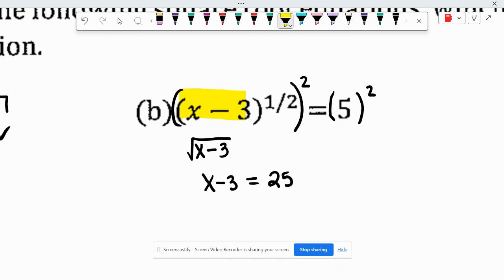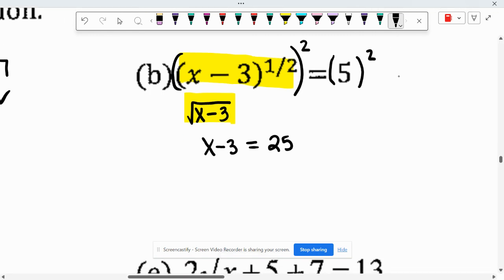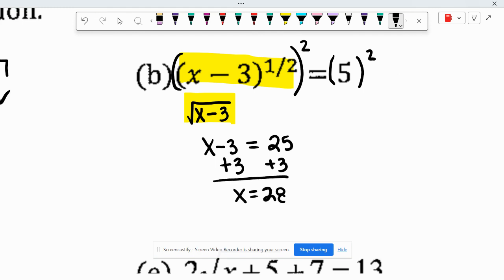So do you see that this is the same thing as this? The x minus 3 in parentheses to the 1/2 power is the same thing as the square root of x minus 3. I want you to write it however your brain processes it best, okay? Still trying to solve for x. How do I get x all by itself? Add 3 to both sides. So x equals 28.